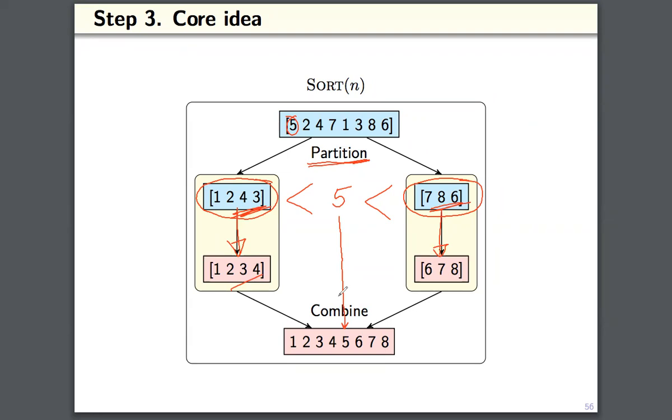The combining step is dead easy here. Look at this: 1, 2, 3, 4 are definitely less than 5, and 6, 7, 8 are greater than 5. So there is no complicated logic of combining. Just copy all these elements: 1, 2, 3, 4, 5, 6, 7, 8. Done. Combining is nothing but copying. If you are doing in-place sorting, you don't need to copy at all. If it is out of place, it's just a scan or something like that. There is no complicated logic here. Just add all these elements in order and you're done.